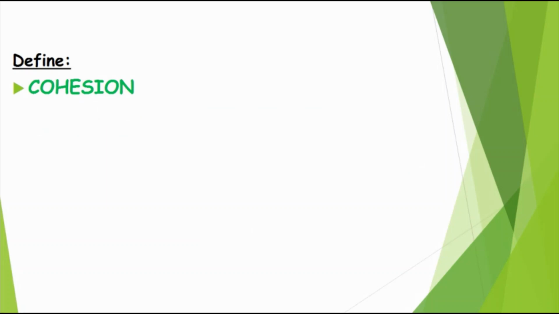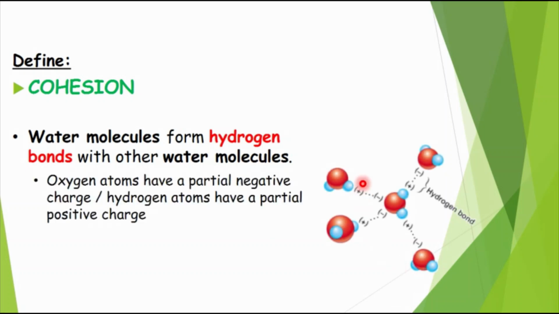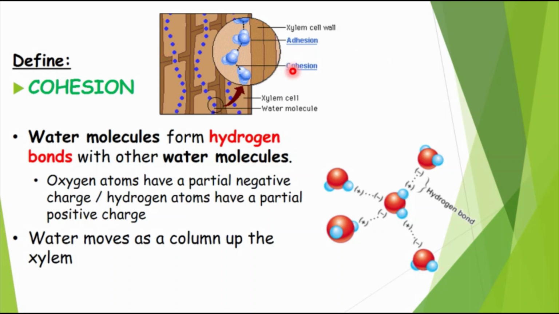Let's look at our first definition. Because we know that water molecules form hydrogen bonds with other molecules, this means that they have a sort of stickiness to each other, they're attracted to each other. And we know that the big red thing here is our oxygen, the two little whiter things are called hydrogens, and the oxygen has a more negative partial charge, whereas the hydrogens have a positive partial charge. So naturally opposites will attract, and water can therefore be attracted to each other and move as a column up the xylem. So we can see here the cohesion is that force between different water molecules.